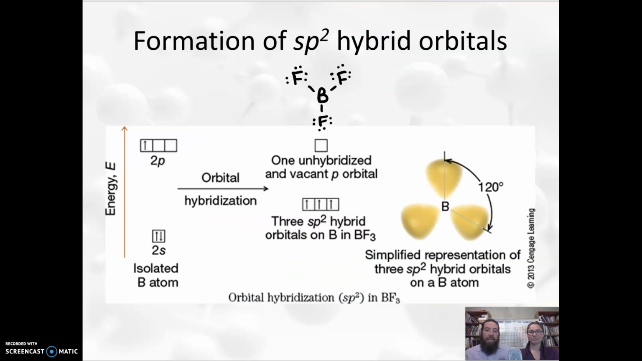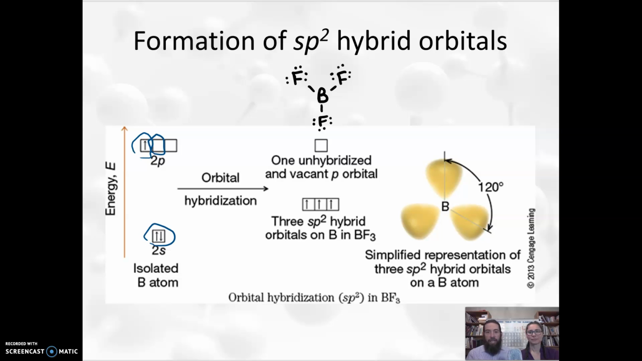So let's look at BF3. This is the boron exception, we can call it. And if we count the domains, there's only 3 domains around this boron. So we've got the orbital box electron configuration over here. It doesn't really show very nicely where we would have 3 locations to bond.